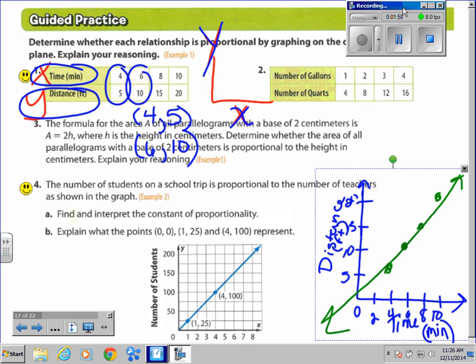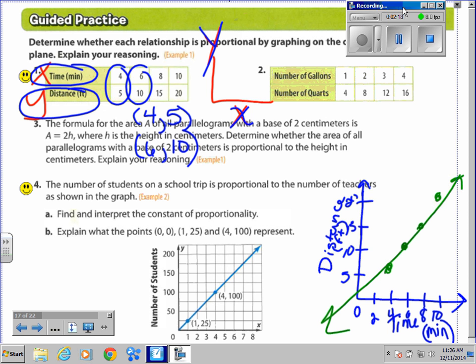Okay, so then you would say that the distance, so again, your y, is not proportional to the minutes, and it's because the line did not do what? Yeah, it didn't go through the origin. Very good. All right, let's go ahead and look at number 4 now.